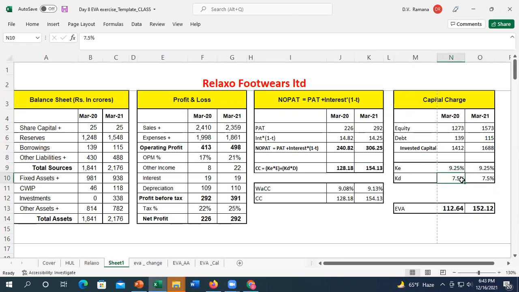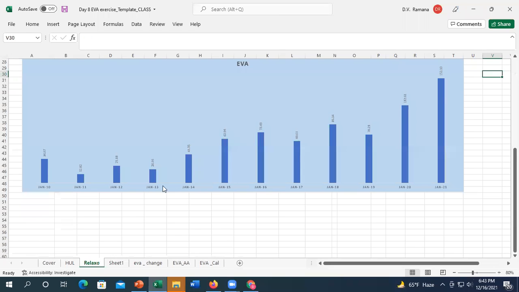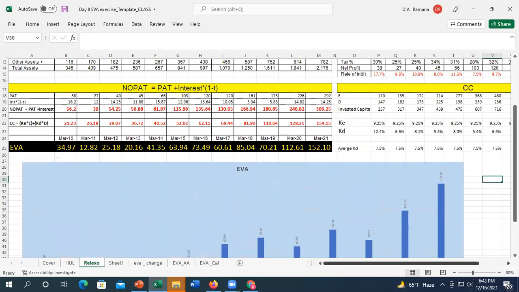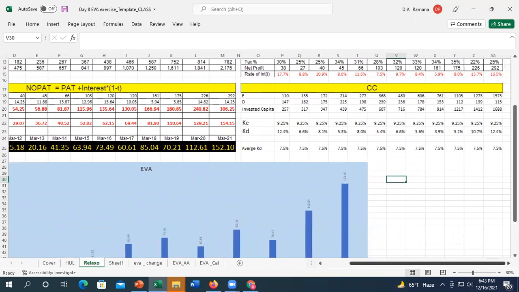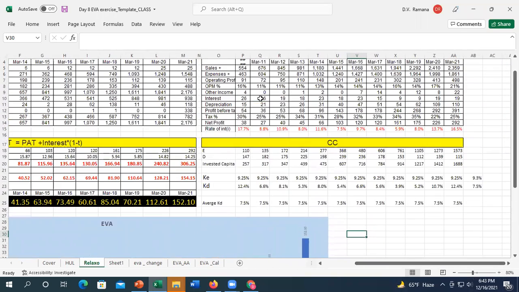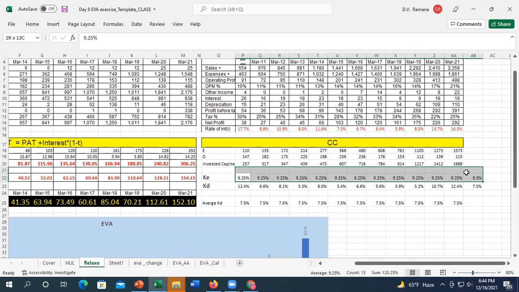We can see that I took an average of 10%. The rate of interest has been fluctuating quite significantly over 10 years, from 17 to 16.5%, and so we took the average of the post-tax interest rate. So depending on your assumptions with respect to cost of equity and cost of debt, the EVA may change.